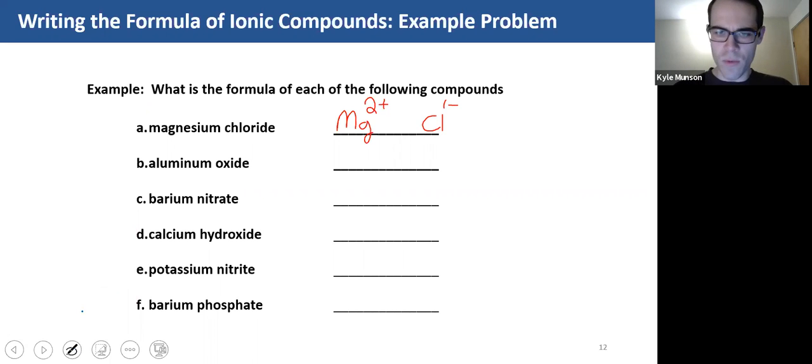So what you're going to do, imagine that we're going to do something called crisscrossing the charges. What do I mean by that? The 2 that's up here, we're going to bring it down to here. And the 1 that's here, we're going to bring it down to here. Don't worry about the positive or negative signs. Just take the number. So the formula is going to be this.